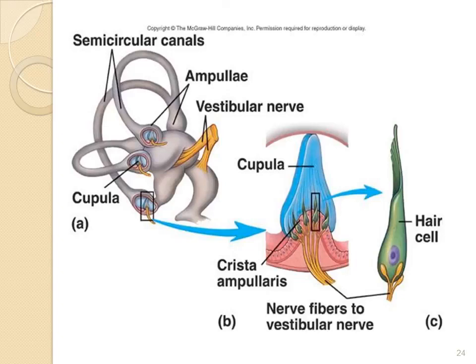Also, you can see in this slide the semicircular canal. You can see inside it the ampulla, and inside the ampulla we have the cupula. You can see inside the cupula the hair cells, and the hair cells contain the nerve fiber that sends impulses and information to the brain to recognize hearing and movement.